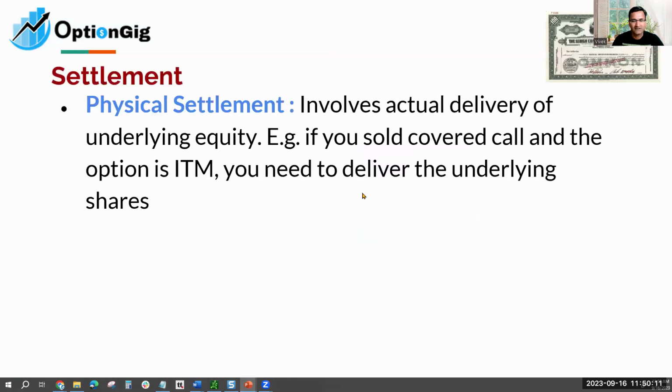Now let's talk about the settlement. Once you get assigned on a stock, how does the settlement happen? One is called physical settlement, which means you have to actually deliver the underlying equity. So if I sold a call on XYZ, then once the exercise happens and I get assigned, I have to deliver the shares. That's called a physical settlement. I mean, it's really electronic settlement. No physical shares have to be moved, but the historical name is still sticking to it.